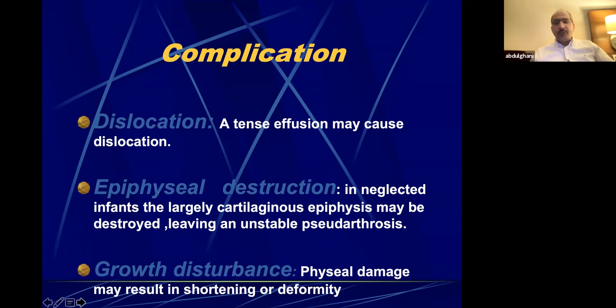So, what are the complications? Why are we particularly worried about this problem? First of all, there can be dislocation. A tense effusion may cause dislocation. There can be epiphyseal destruction. In a neglected infant with septic arthritis, because the epiphysis is cartilaginous, it will be completely destroyed, leaving an unstable pseudoarthrosis type of picture. And there can be growth disturbance, because growing children are invariably involved. There can be physeal damage which can result in deformity or shortening of the limb.